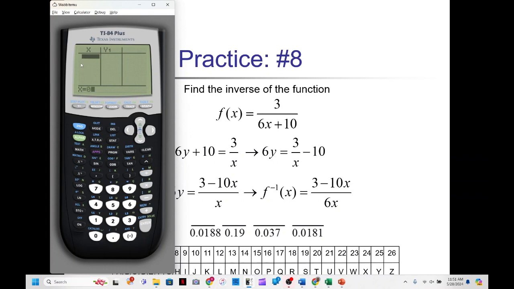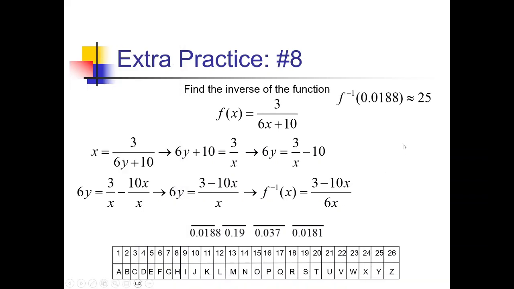So we have 0.0188, press enter on that, 0.19, 0.037, and finally 0.0181. So that's giving me roughly 25, 1, 12, and 26.